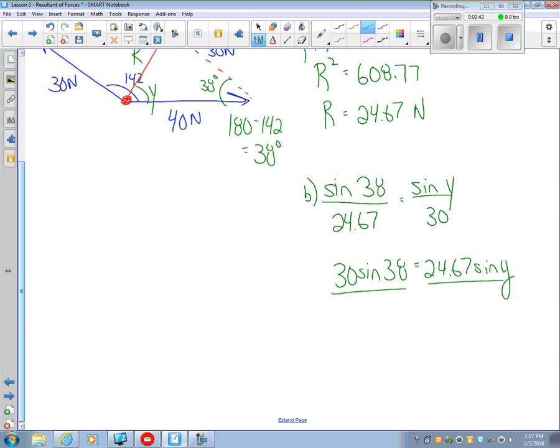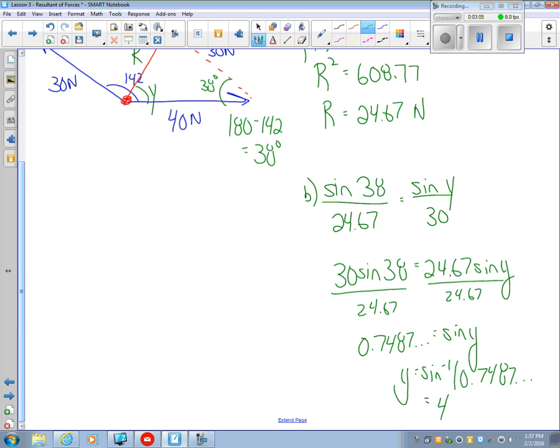Divide out the 24.67. We'll get sine of y. On this side, we get that big long decimal. So on our calculators, you should get 0.7487. We'll take the inverse sine of that, 0.7487. Okay, and on our calculators, I got 48.5 degrees.